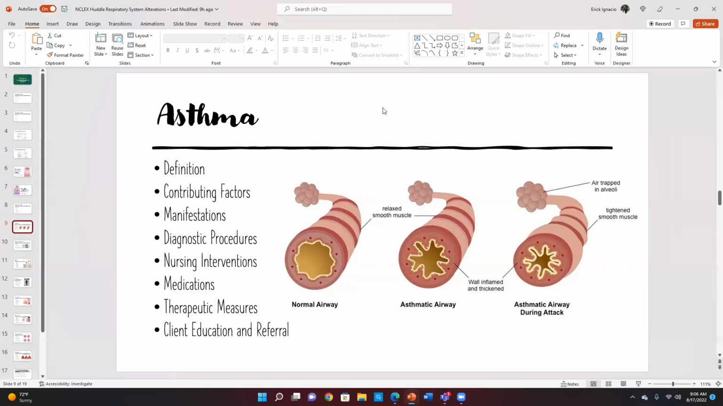We also want to make sure the patient understands and is taught how to use their inhaler properly, and also that they will have peak flow meter monitoring. They should be doing that daily or periodically as determined by the primary healthcare provider.